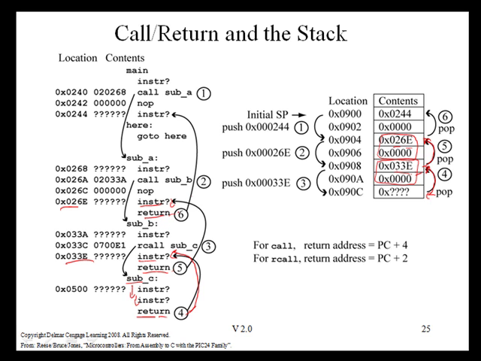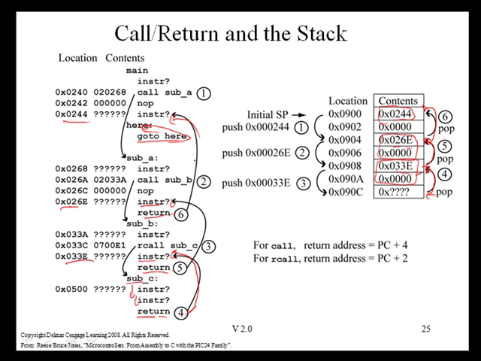So at this point, we're going to do another pop of the return address off the stack, so we're going to decrement the stack pointer by 4 and load this value into the program counter, 244, which is this, and at that point we're back where we started when we called subroutine A, and so now we're here, and we're going to go to here and get stuck in this infinite loop.